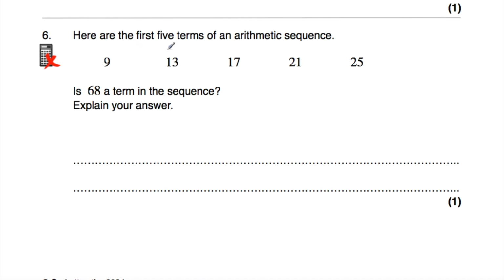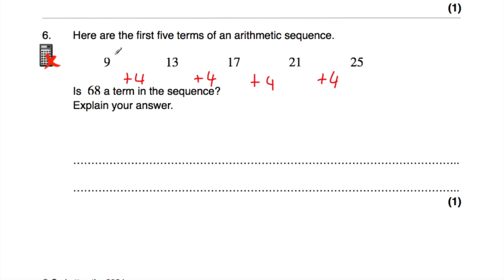So question number 6 says, here are the first 5 terms of an arithmetic sequence, and they are 9, 13, 17, 21 and 25. And as you can see, it's getting bigger by 4, adding 4, adding 4. The common difference is 4. And then the question says, is 68 a term in the sequence? So if we keep on adding 4, will we get to 68? And we've been asked to explain our answer.